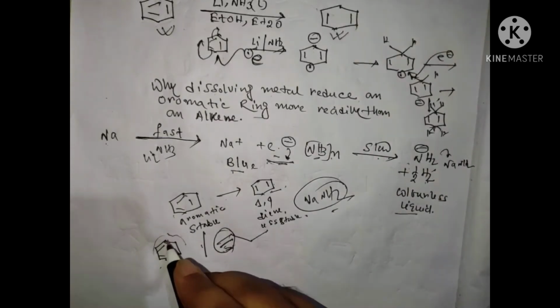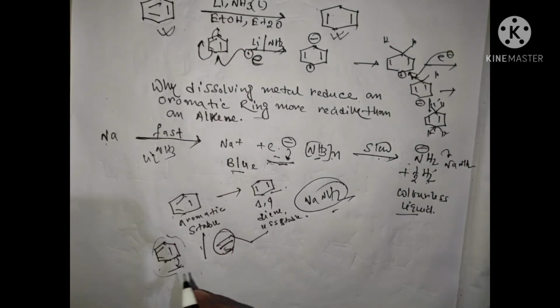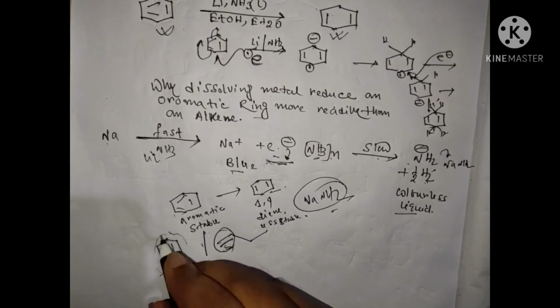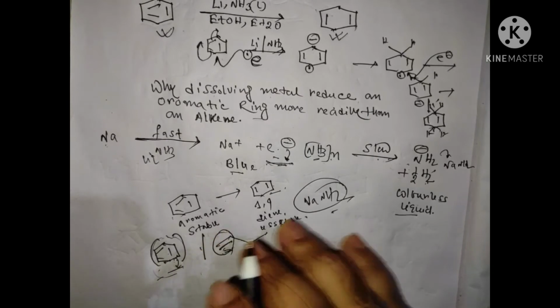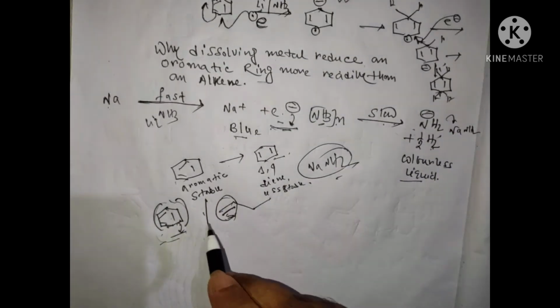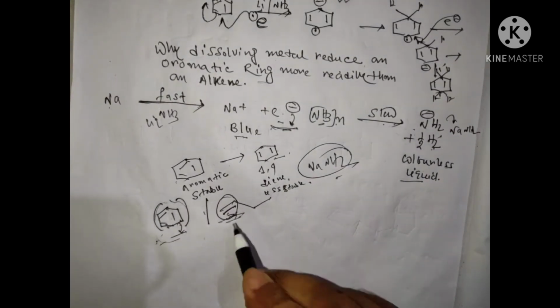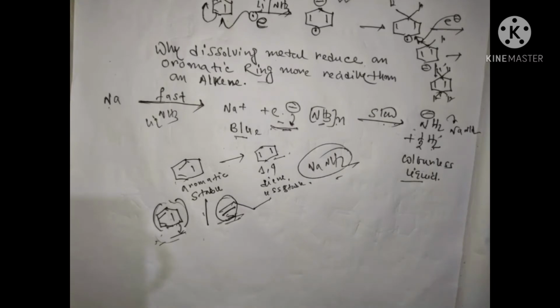The rate in that case is very slow. The rate in this case is comparatively higher. In this case the rate is comparatively higher than this alkane. So why does this thing happen? This is the question, why does this thing happen?